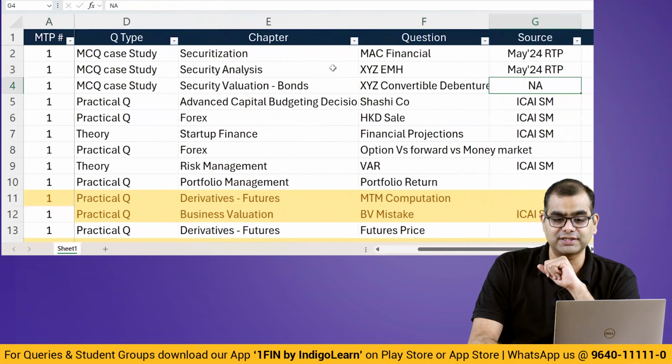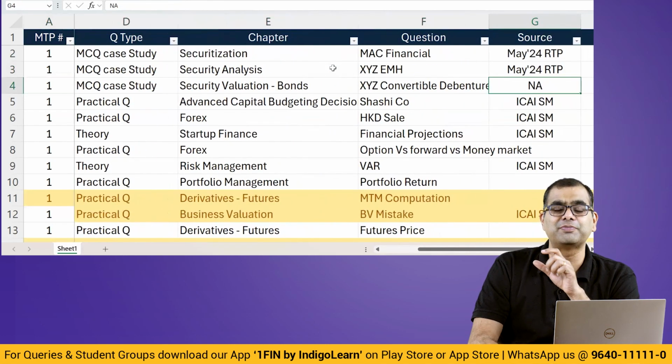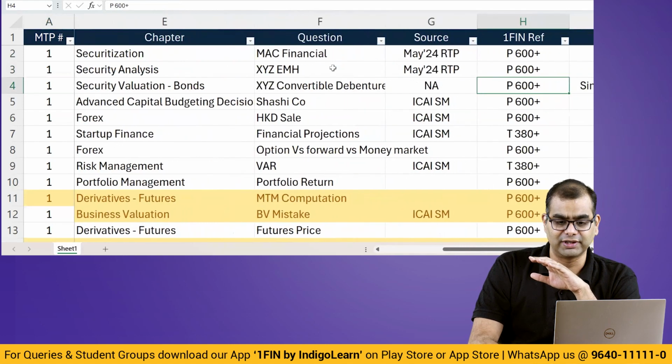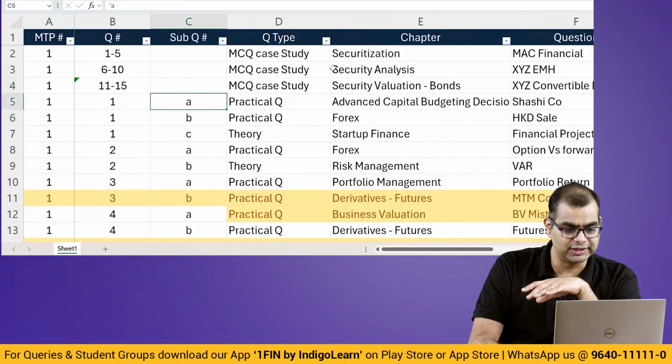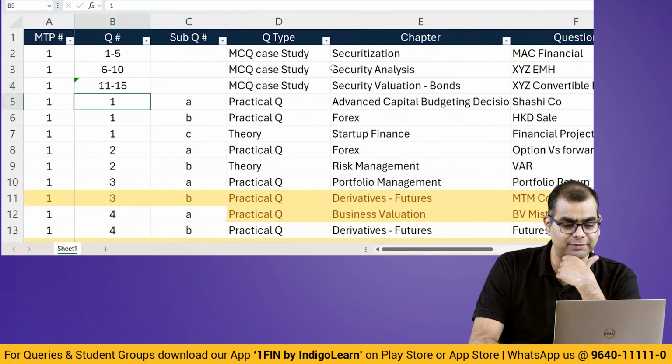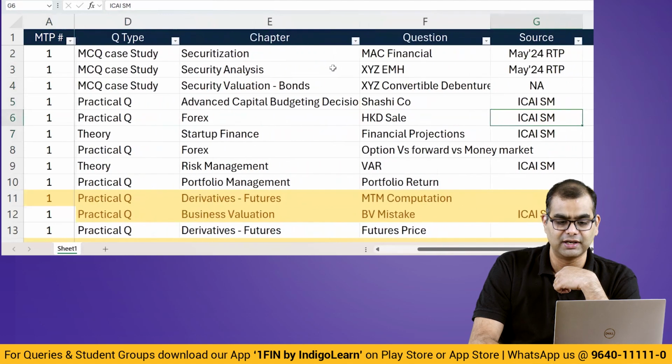And please note, my dear friends, they have also launched something called case-based MCQs. We'll come to that. But first, looking at all these practical questions. You see question number 1, basically the descriptive part: A, B, C practical questions, and then there is a theory question. The first two are advanced capital budgeting and forex. What is the name of the questions?